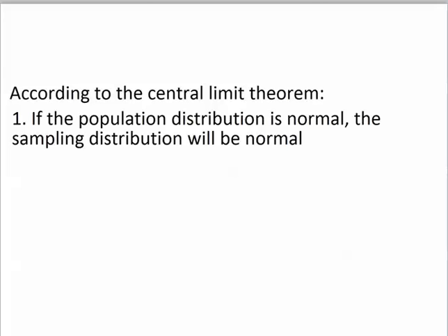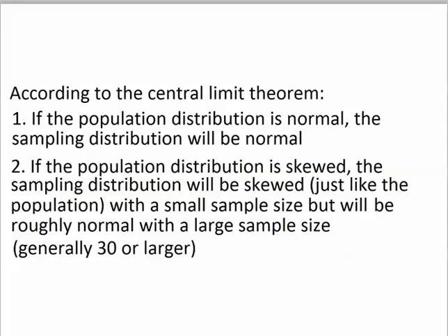The second point that the central limit theorem makes is that if the population is not normal, if the population is skewed, then the sampling distribution will be skewed just like the population if a small sample is being selected, but the sampling distribution will be roughly normal if a large sample is being selected. In this case, large means generally 30 or larger.